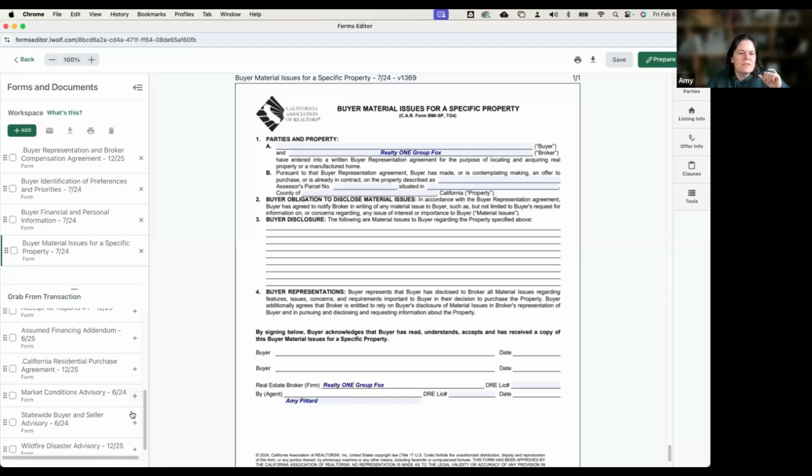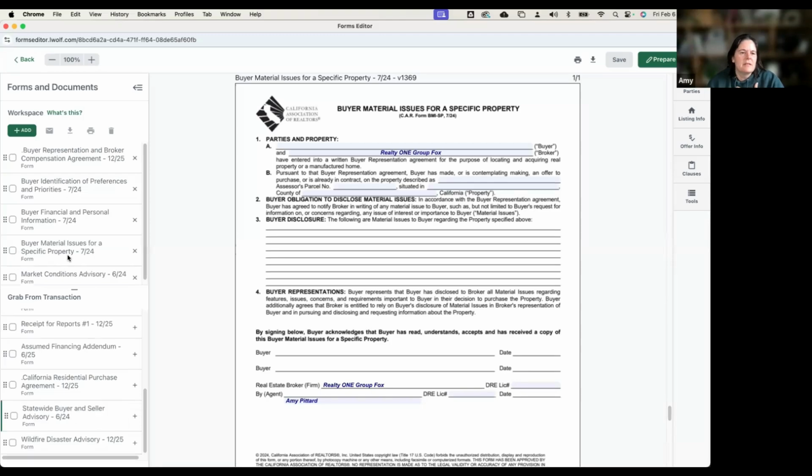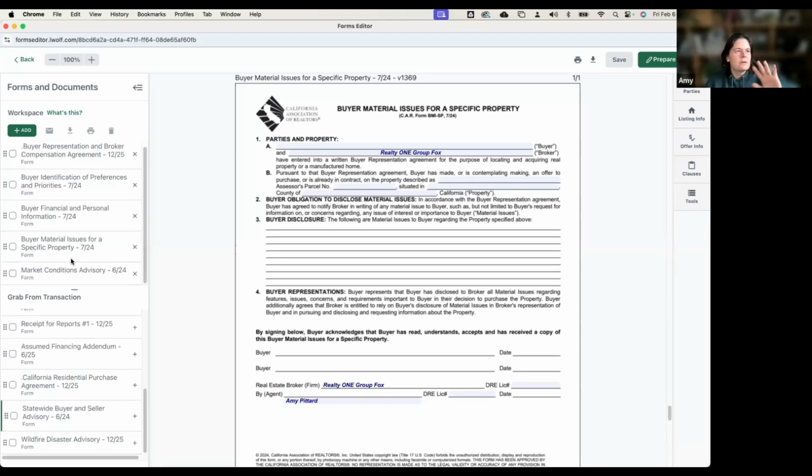The first one is going to be the market conditions advisory. The second would be the statewide buyer and seller advisory. The reasons that I like to do those earlier than when we're writing an offer is by the time we've written the offer, it's probably really too late to include these forms.